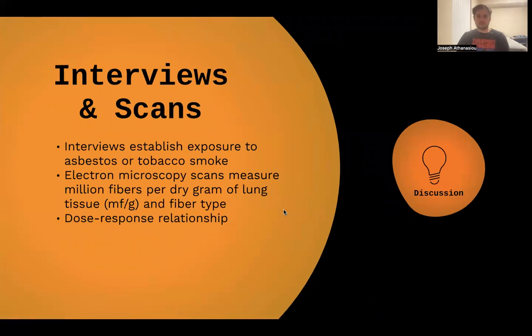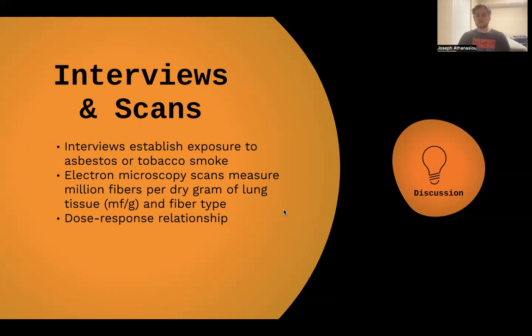The other kind of research that I looked at involved interviews and scans. Interviews, just asking someone about their exposure to asbestos or tobacco smoke. Of course, it's important to look at both, because if you don't isolate those variables, there can be a lot of noise that gets introduced into the data, and you are not quite sure what you're measuring.